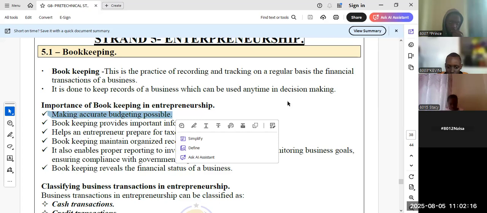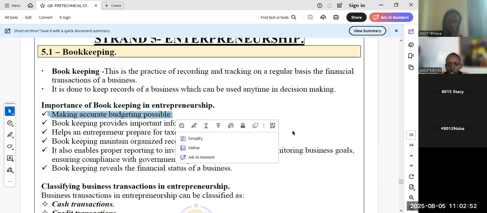So when I am doing my decision, I'll be forced not to restock the half kg sugar because it is still in the shop, but I'll be stocking more of the quarter kg sugar pieces because I had bought 10. I have sold 8. I'm remaining with 2, meaning that sugar of a quarter kg is on demand as compared to a half kg. And that's why we are saying bookkeeping is very important because it makes accurate budgeting possible. You cannot mess with your budget.